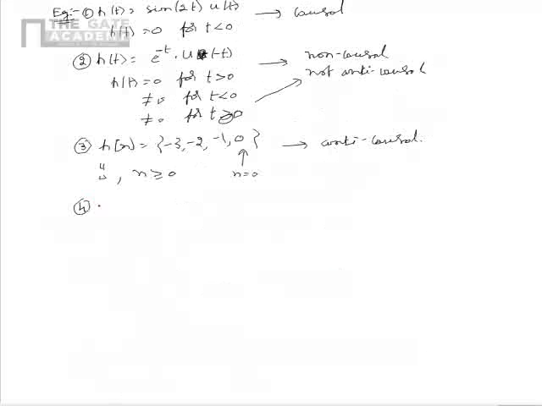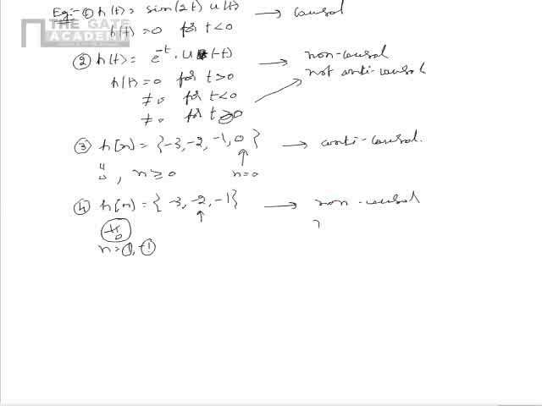Now let us consider another impulse response, that is h of n is equal to minus 3, minus 2, minus 1, where the value of minus 2 corresponds to the instant n equal to 0. Here we see that h of n is not equal to 0 for n equal to 1 and minus 1, meaning there exists at least one value of n greater than 0 and n less than 0 for which h of n is not 0. From this we see that the given LTI system is non-causal and it is not anti-causal as well.